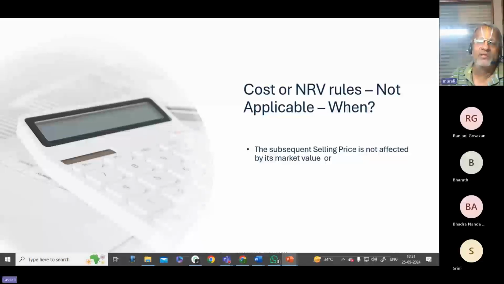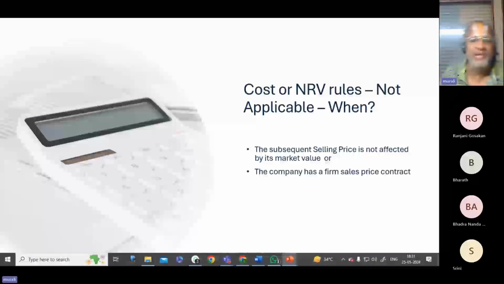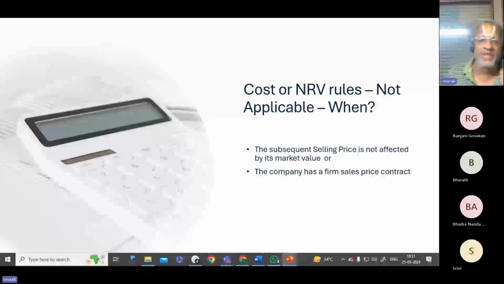No. These are all exceptions, so you got to be very careful. Questions will normally be tested in majority of the cases only on the exceptional sides and not on the regular application of the rule. So the company has a firm selling price contract with the customer, and the subsequent selling price is not affected by the change in the market value. So in this particular situation, cost or NRV will not have any role to play. Shall I proceed to the next one?